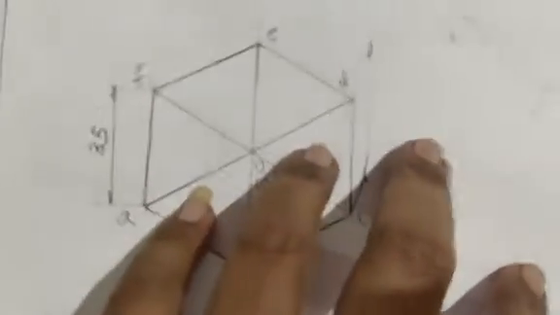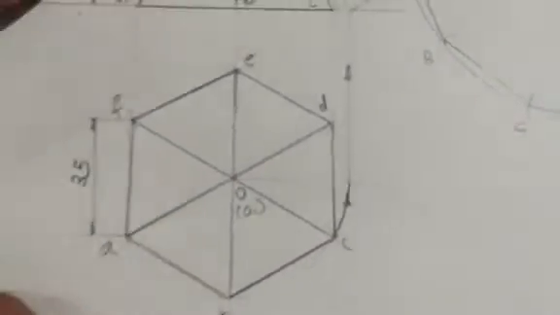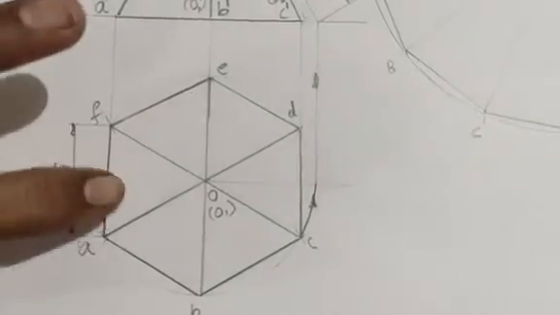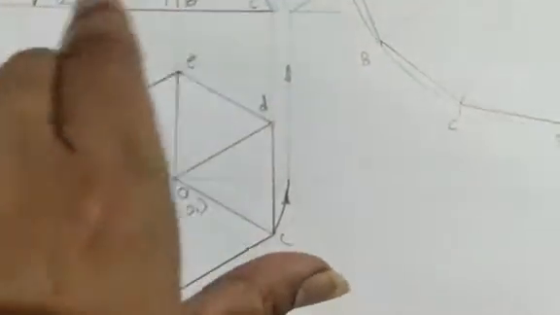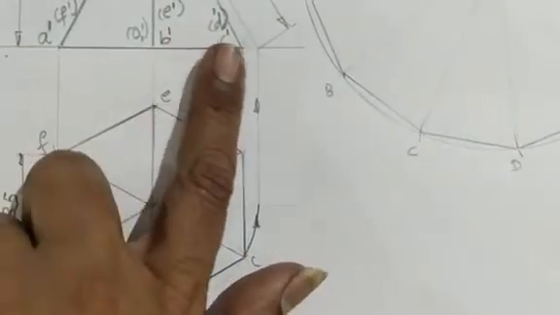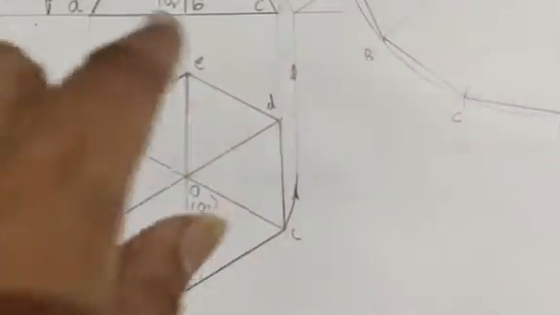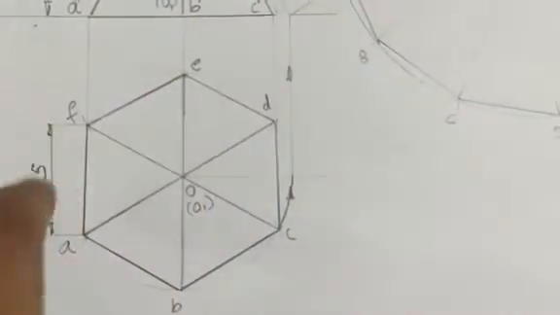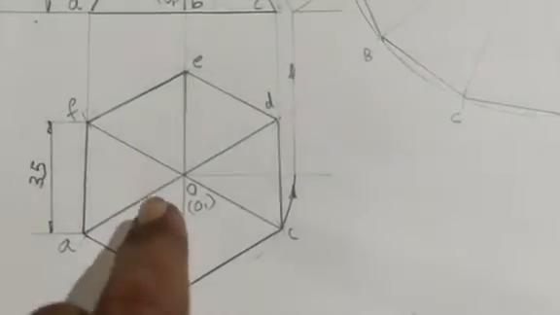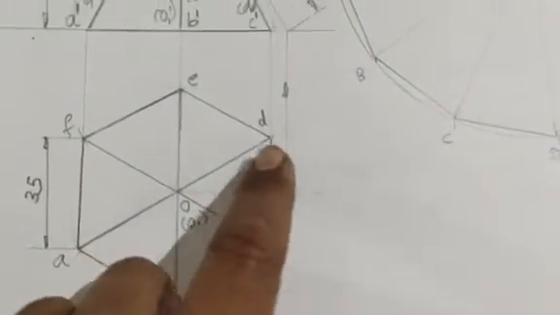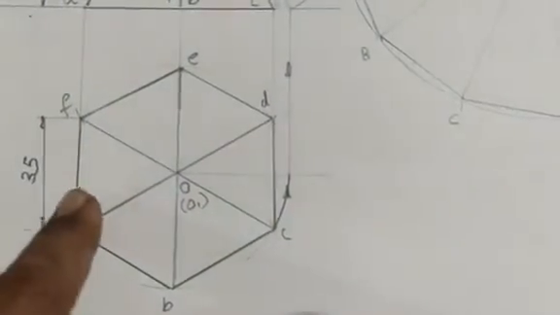Let us see how the top view can be drawn first. I have to draw a hexagonal pyramid such that two sides are perpendicular to VP. The side of the hexagon is 35 mm. You draw a circle of radius 35 mm here. I want two sides to be perpendicular to the vertical plane. Just see, this is one side perpendicular to the vertical plane, this is another side perpendicular to the vertical plane.